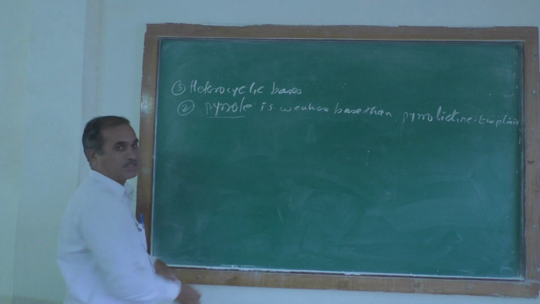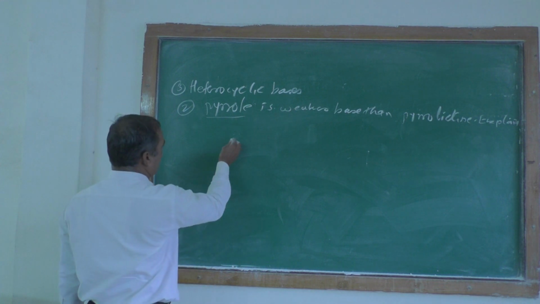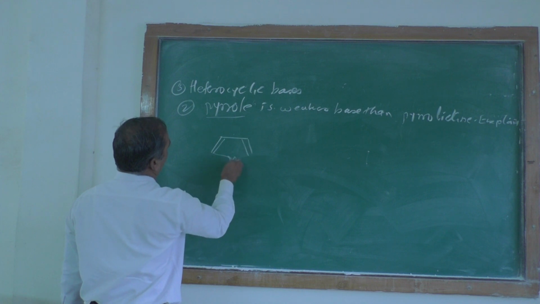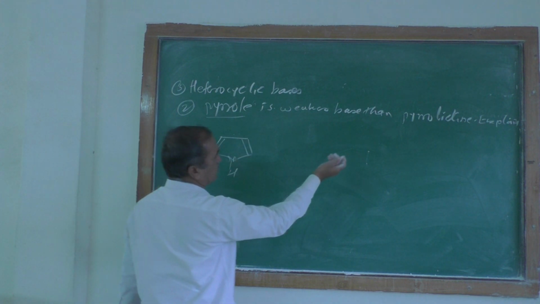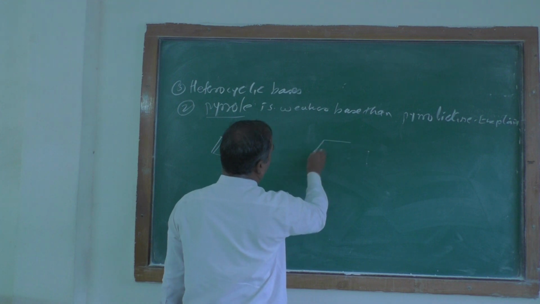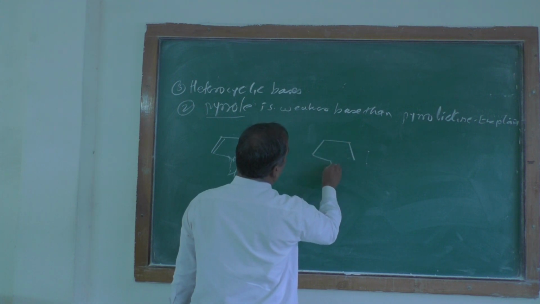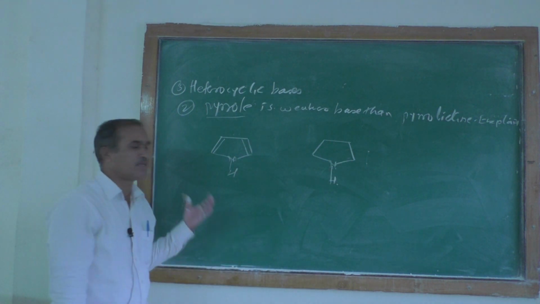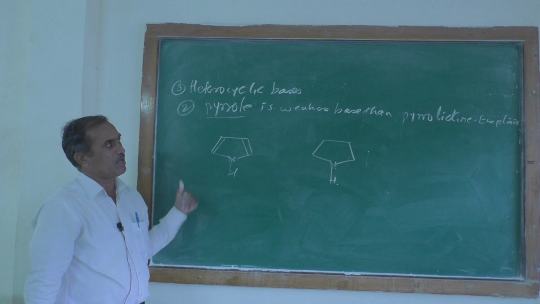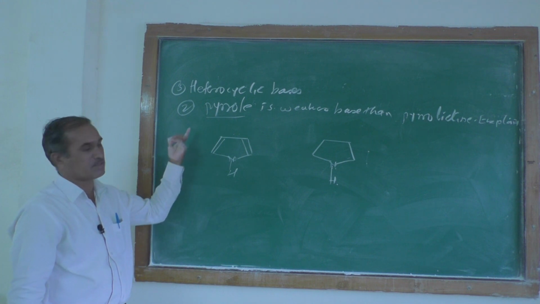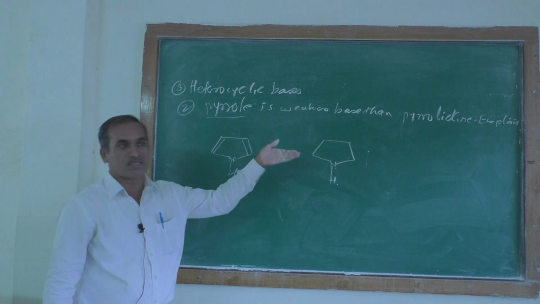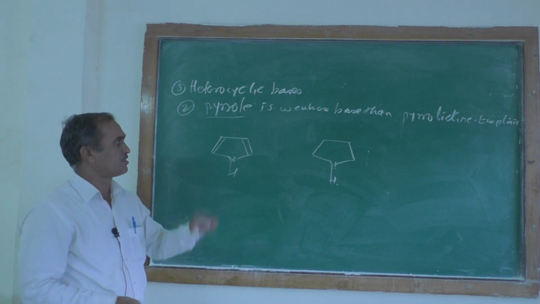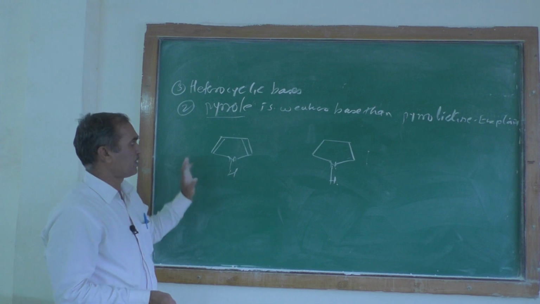Let us see the structure of pyrrole. That is a 5-membered ring. This is the structure of pyrrole, and the structure of pyrrolidine is a saturated organic base. Now again the same, whatever explanation we have seen in the previous application, there is a 6-membered ring, this one is a 5-membered ring. That is the only difference between these two, and the explanation is the same.